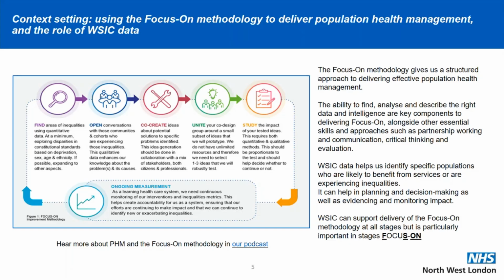And where data really picks up, and it should feature through all of these stages, but it really has most importance in that beginning bit of finding. So data and intelligence is really around finding your communities, finding where the need is, finding what you want to investigate, but also very much is part of that study. Are we doing the right thing? What's the evidence? What's the data telling us about whether we're doing the right thing in our population health management approach? And again, it's a key part of that ongoing measurement.